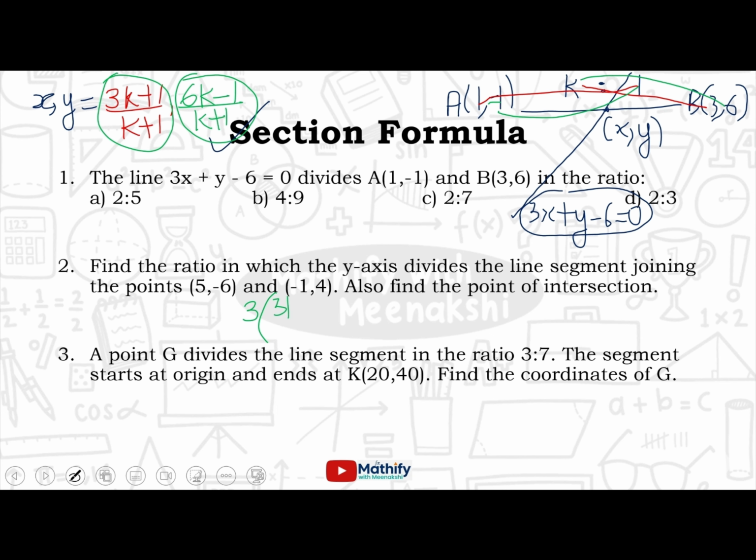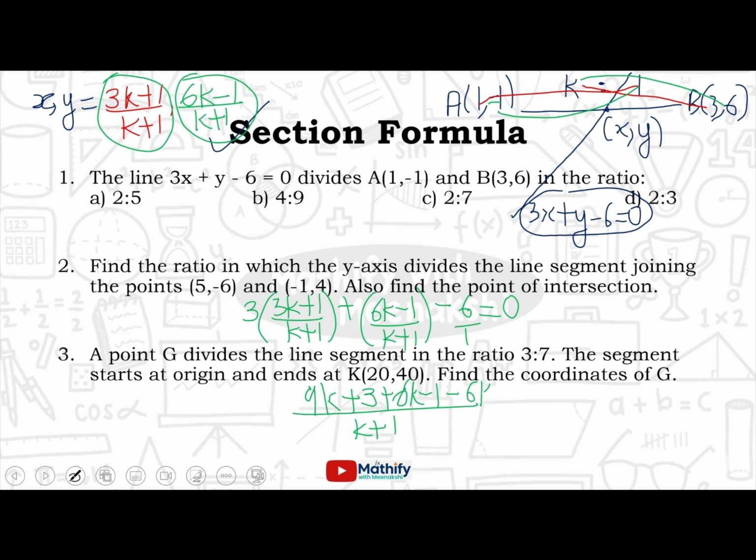You will put these values in the equation as it will satisfy the equation. So 3 into 3k plus 1 by k plus 1 plus 6k minus 1 by k plus 1 minus 6 is equal to 0. Now you will take the LCM here. In the numerator you will write 3 into 3k, that is 9k, plus 3 into 1, that is 3. Here 6k minus 1. Now you will multiply this minus 6 with k plus 1, you will get minus 6k minus 6 equal to 0.